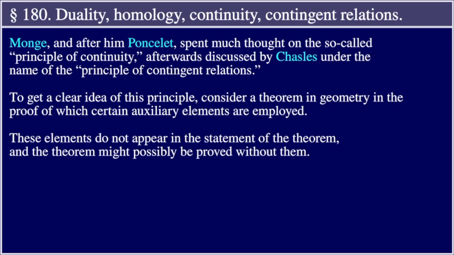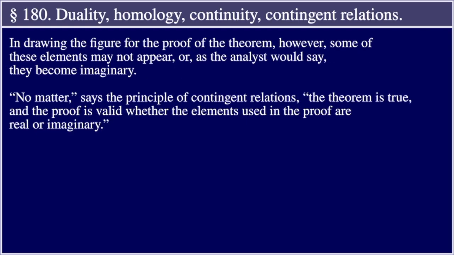To get a clear idea of this principle, consider a theorem in geometry in the proof of which certain auxiliary elements are employed. These elements do not appear in the statement of the theorem, and the theorem might possibly be proved without them. In drawing the figure for the proof of the theorem, however, some of these elements may not appear, or, as the analyst would say, they become imaginary. No matter, says the principle of contingent relations, the theorem is true and the proof is valid whether the elements used in the proof are real or imaginary.